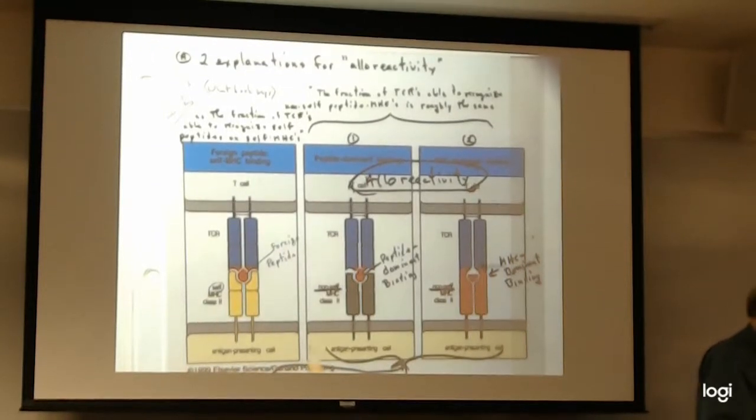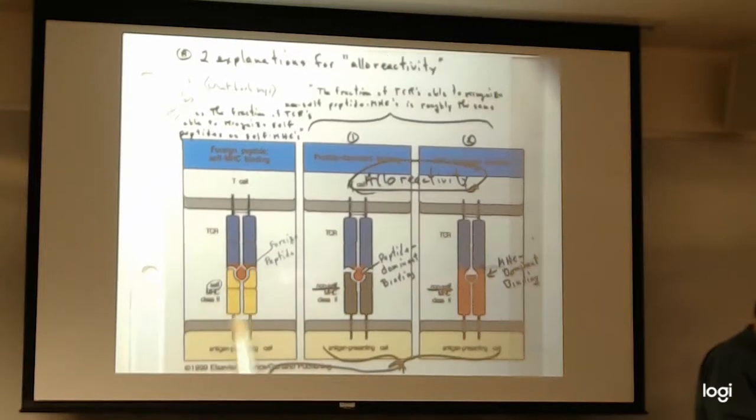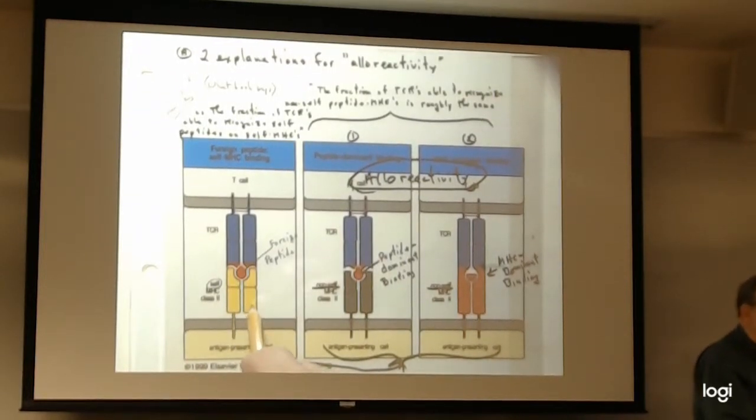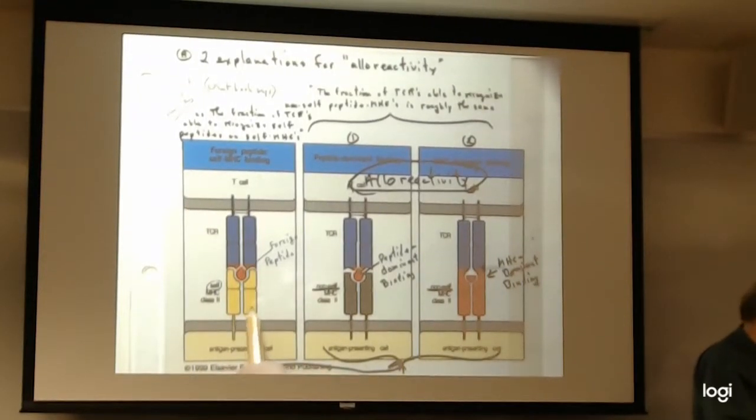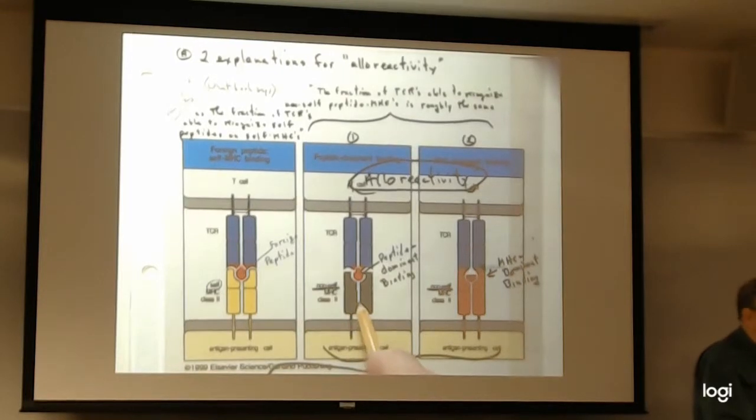Presenting a foreign peptide on a non-self MHC doesn't work. I keep telling you that. That's the basis for the question you're going to get. It's not going to work. Okay. But here's this. So it's biology.